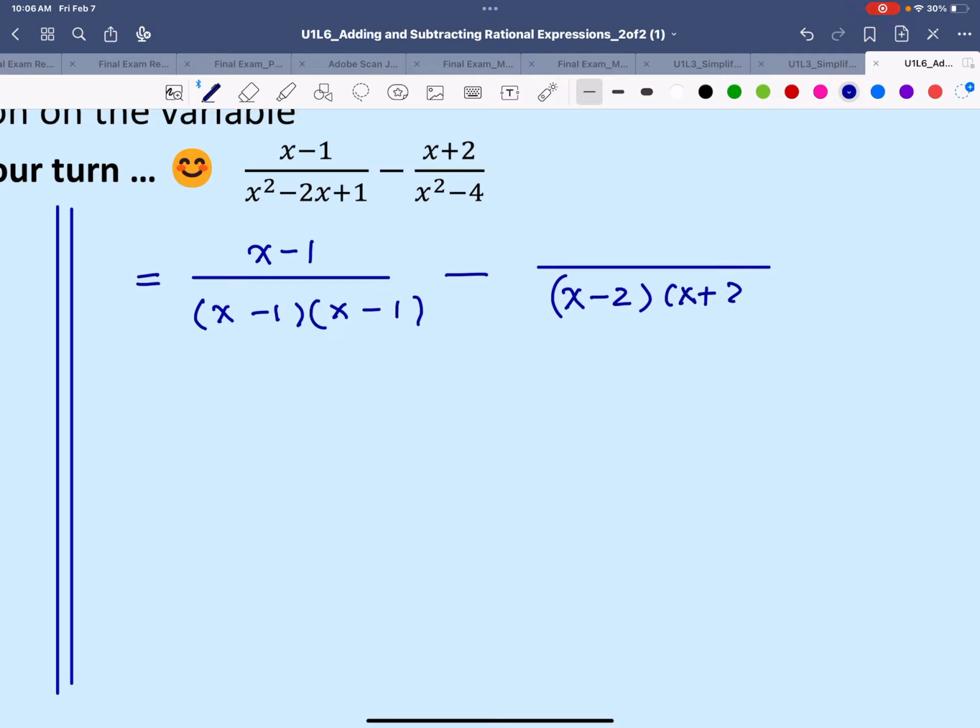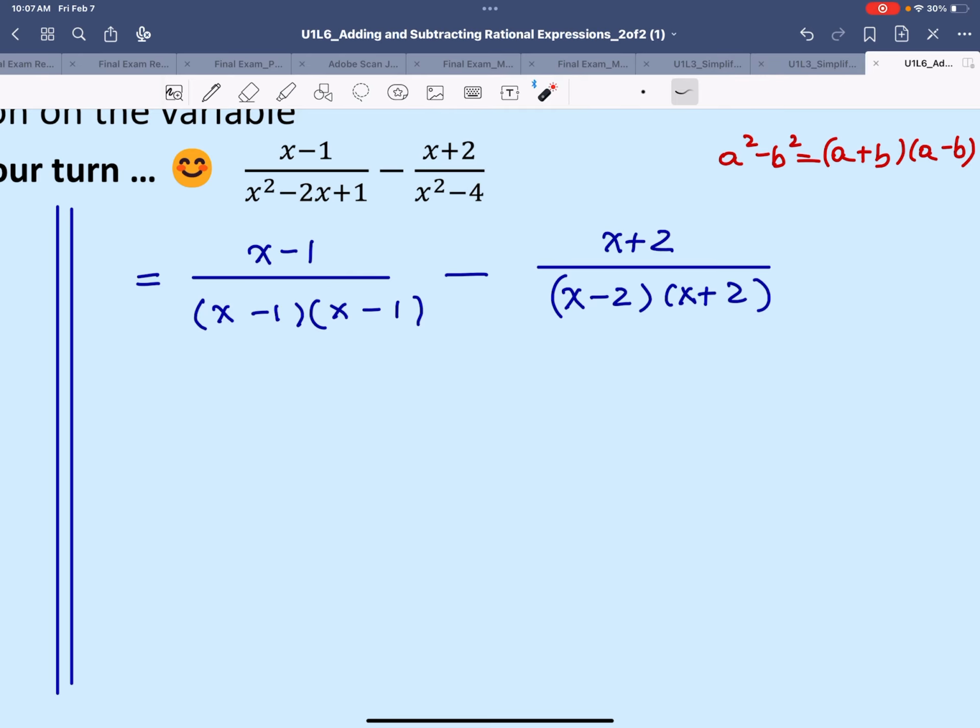I hope you recognize in here the difference of squares. So the difference of squares formula states that a squared minus b squared is a plus b, a minus b. And this would be the factored form for x squared minus 2 squared. So x minus 2, x plus 2. And notice that here we have x plus 2.